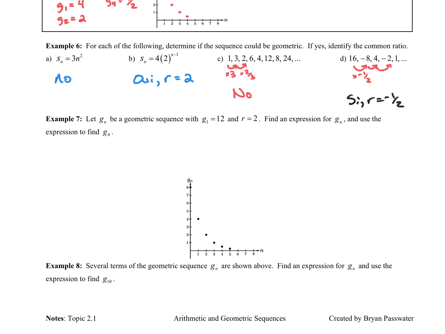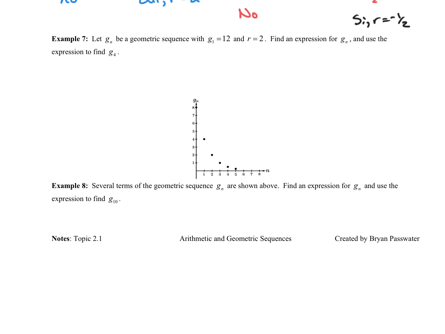Example 7. Who's my reader? Go. Let g of n be a geometric sequence with g of 1 equals 12 and r equals 2. Find an expression for g of n and use the expression to find g of 4. All right, fantastic. So let's build our g sub n. Do we have everything we need? Do we have a term and a ratio? Yeah, so we're ready to go.